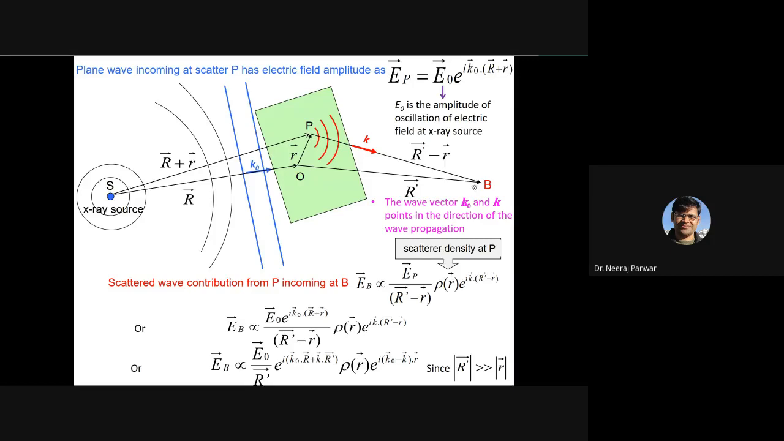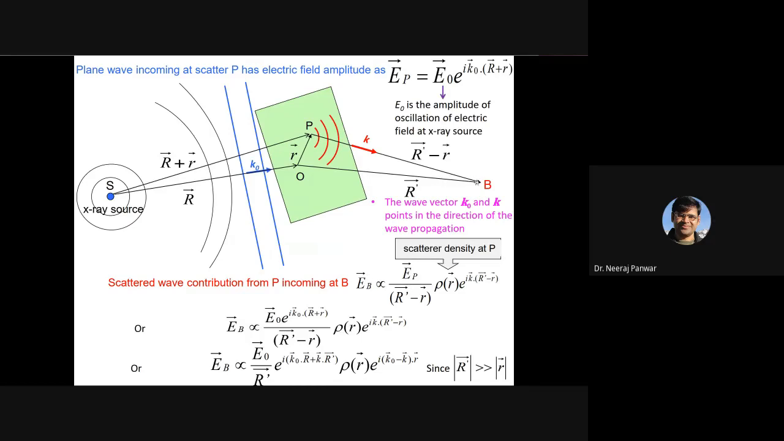So now we want to see what is the scattering wave contribution from P that is reaching point B. So the electric field at point B is proportional to the electric field at point P and the density of the scatterer at point P. Since they are spherical waves, they are moving in this direction, and you know that spherical waves are given like this when we have 1 upon R in the equation. So that represents the spherical wave.